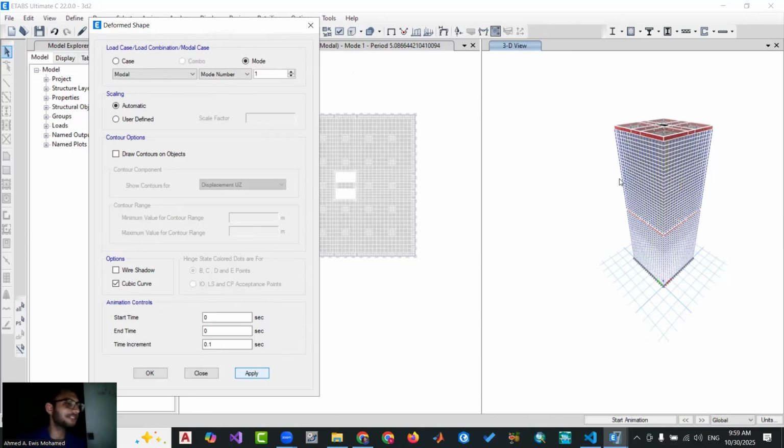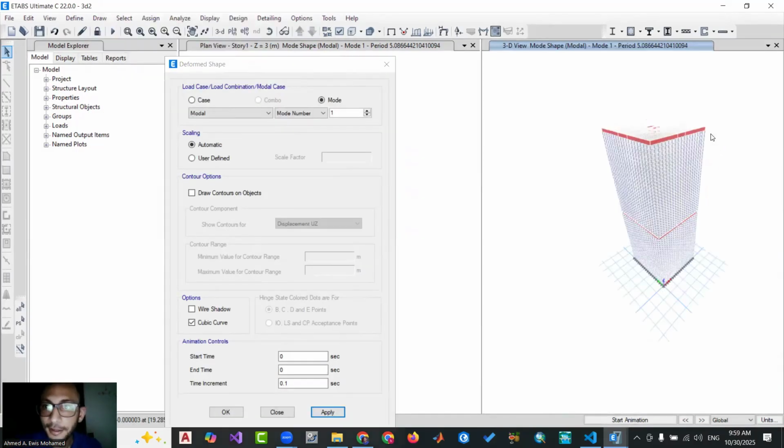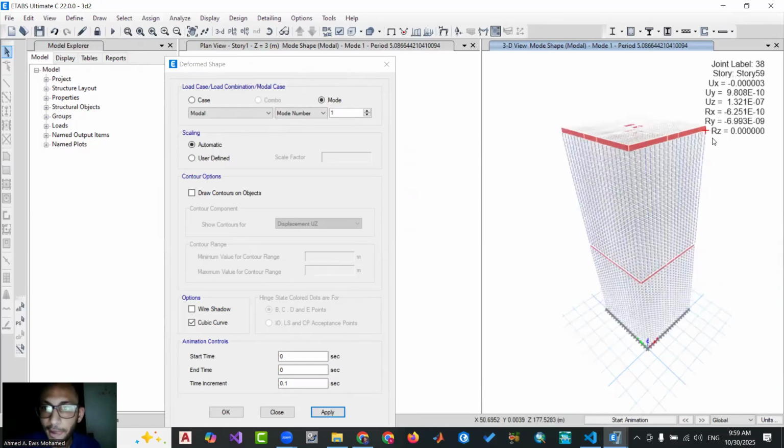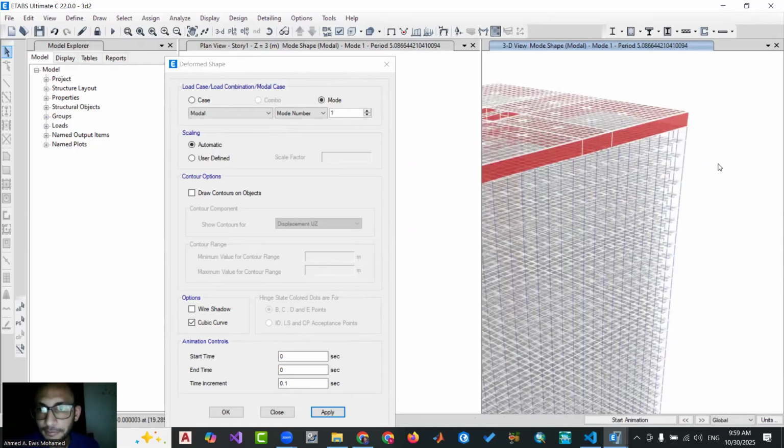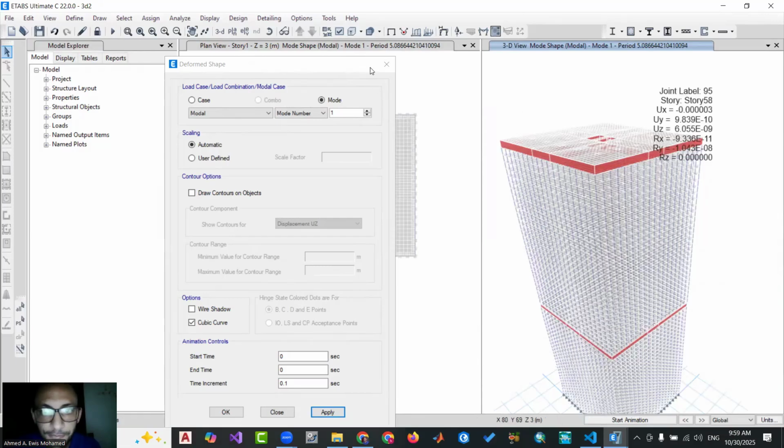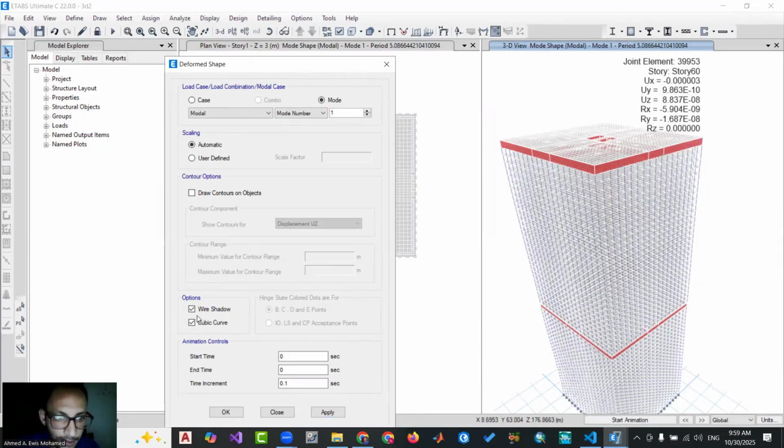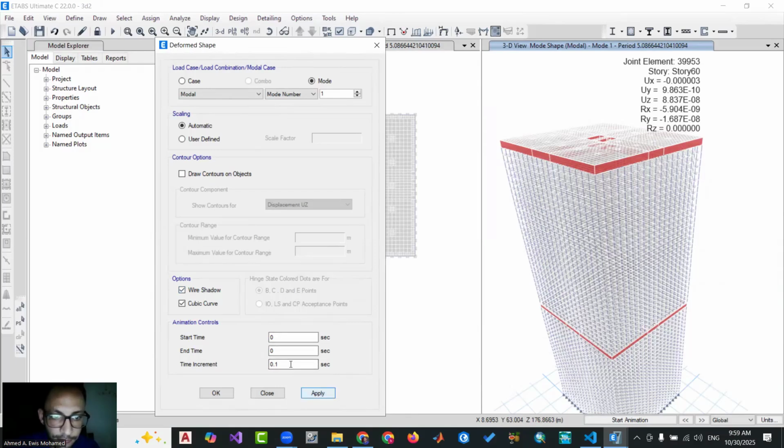Not to start animation, it will take a lot of time. So here, look here. I can activate this option, wire shadow, to know if it goes to the side or the side.